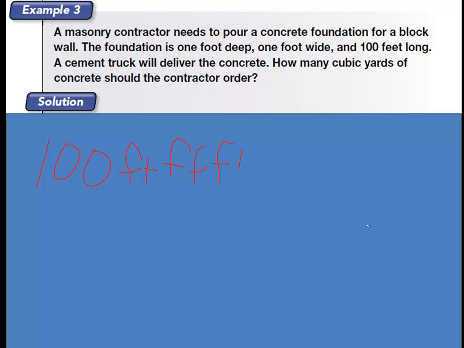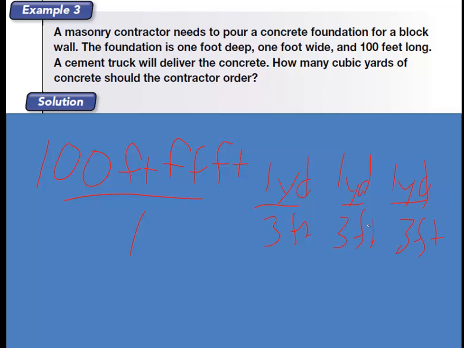100 feet, 3 times, all over 1. And now we've got to get to yards. So now we just do our unit multiplier 3 times. You can do 1 yard equals 3 feet, 1 yard equals 3 feet, 1 yard equals 3 feet.